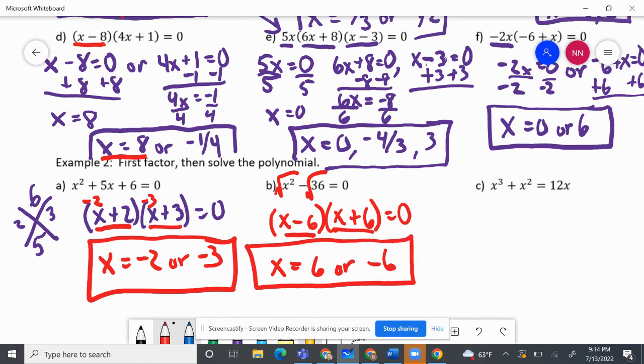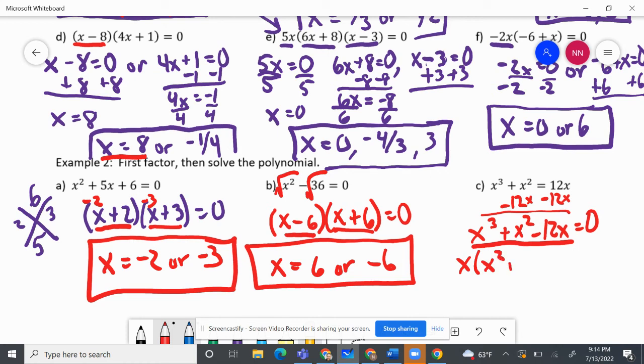Now, letter C is a little tricky because it's not equal to 0. So what we have to do is set it equal to 0. So we have x cubed plus x squared minus 12x equals 0. We notice that these three terms have a GCF, and that would be x. And then in parentheses, we have x squared plus x minus 12 equals 0.